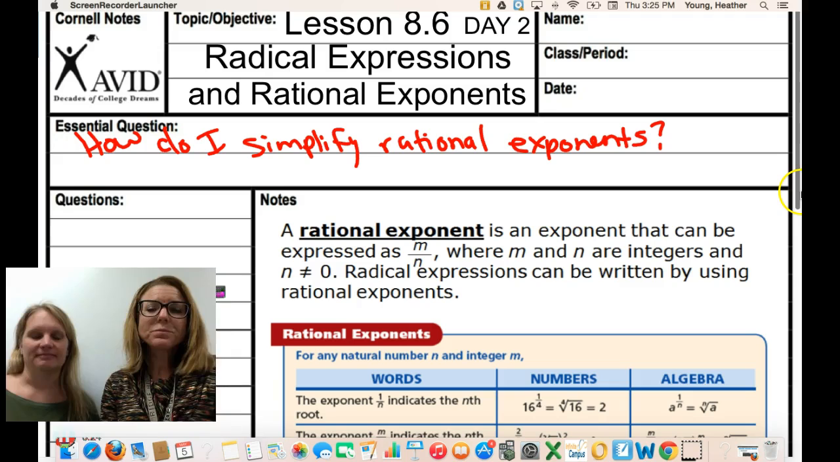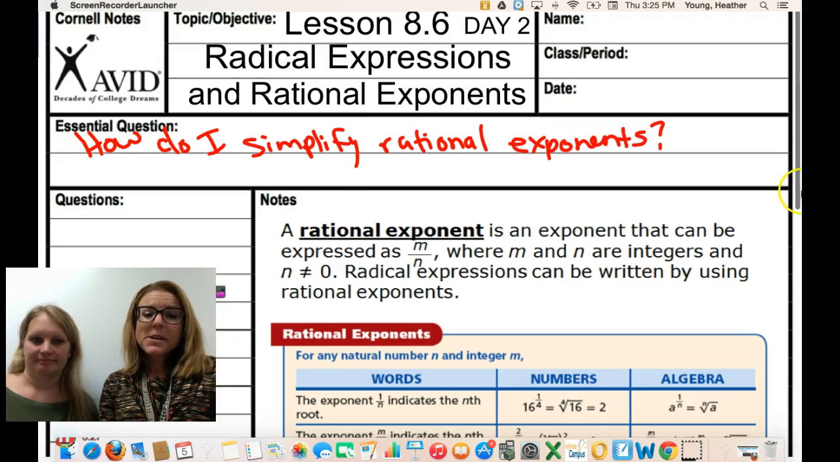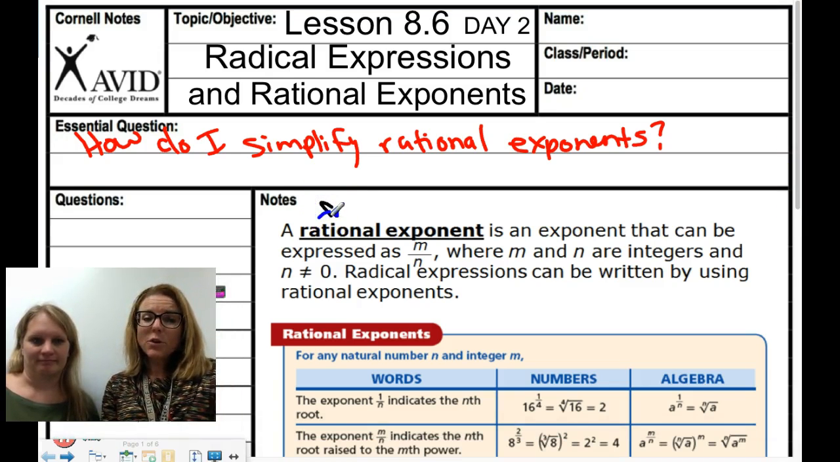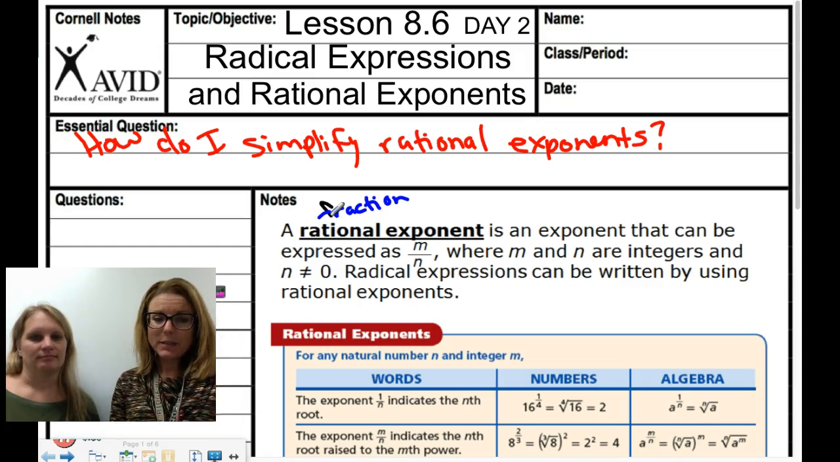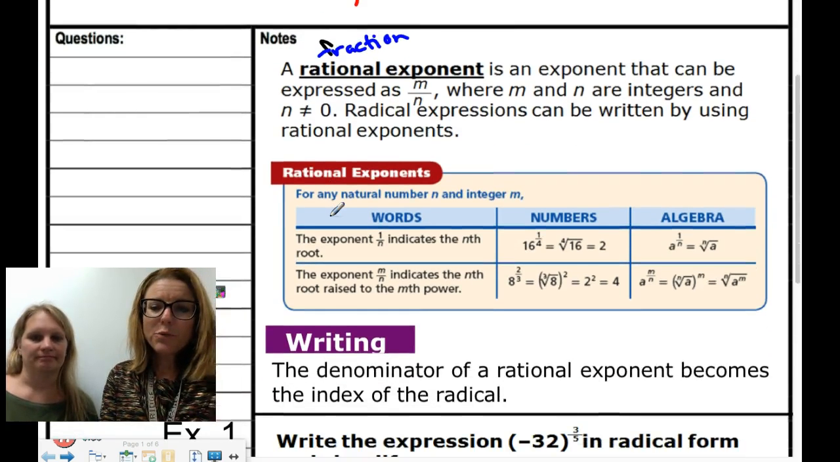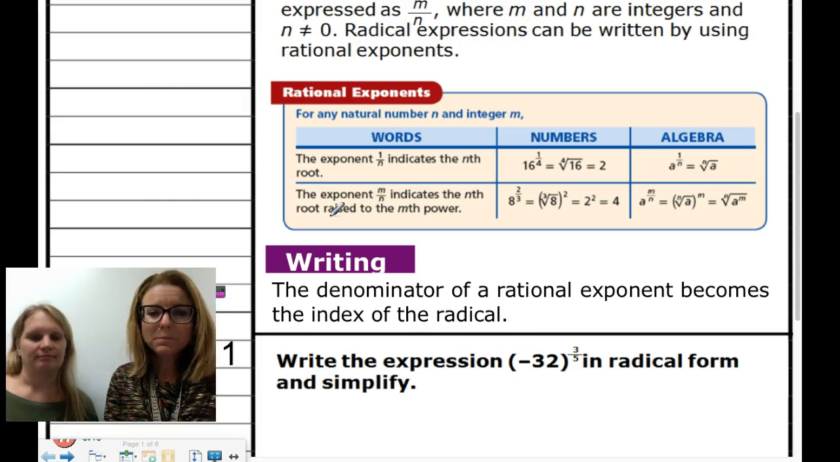It's a fraction, where m and n are integers, and obviously n can never be 0 because you can never divide by 0. Radical expressions can be written by using rational exponents. So let's go through what that means.